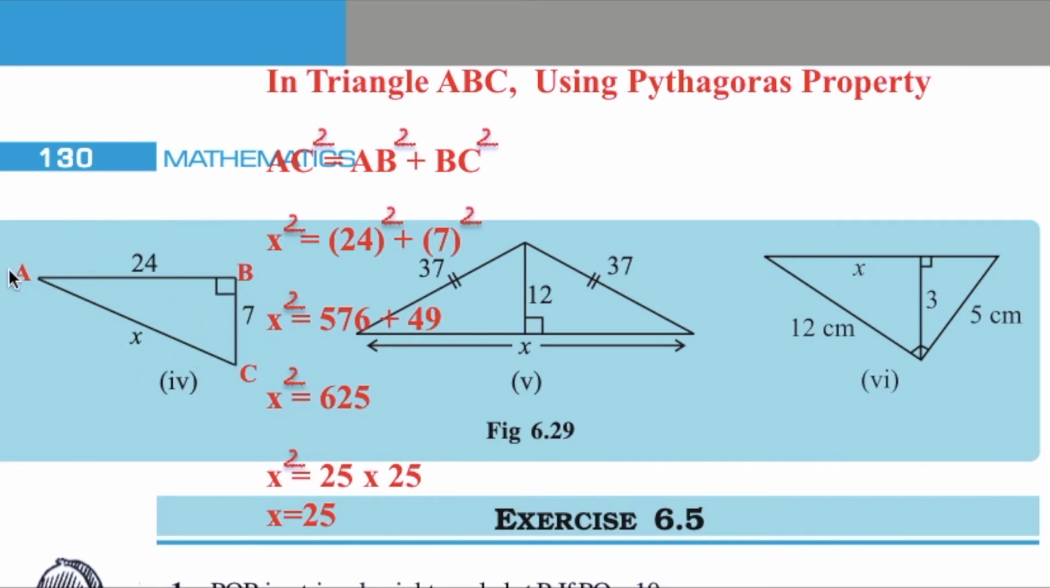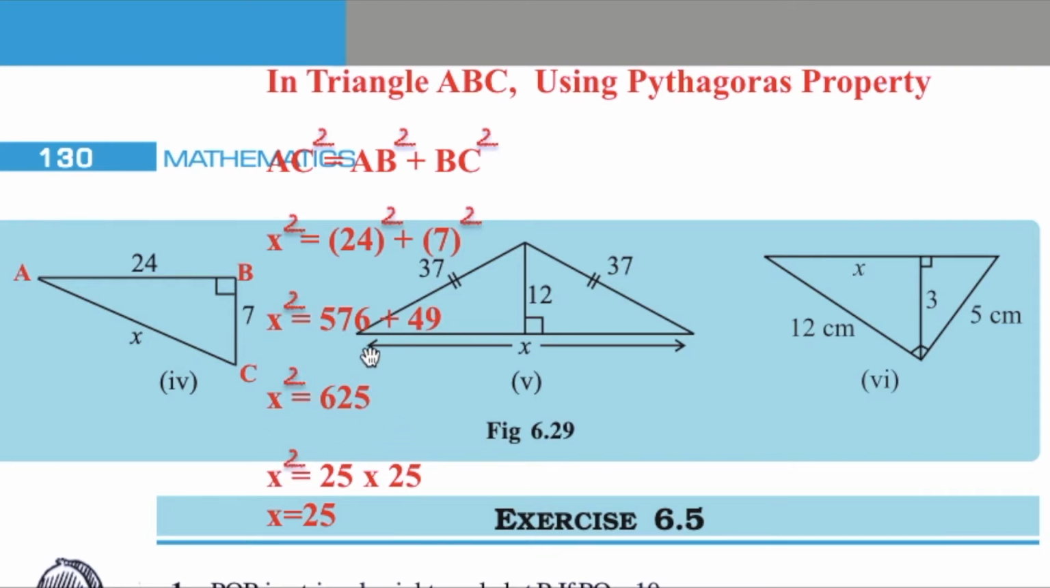So in this right angle triangle ABC, we will use the Pythagoras property. By using Pythagoras property, the hypotenuse square AC square is equal to perpendicular square plus base square. So AC is x square, it is equal to 24 square plus BC was 7, so 7 square. So 24 square is 576 and 7 square, 7 into 7, is 49. So x square would be equal to 625.